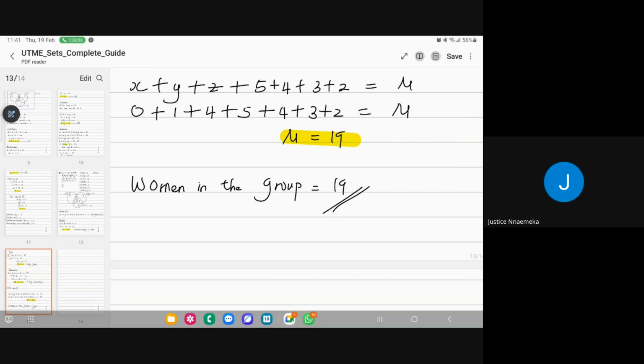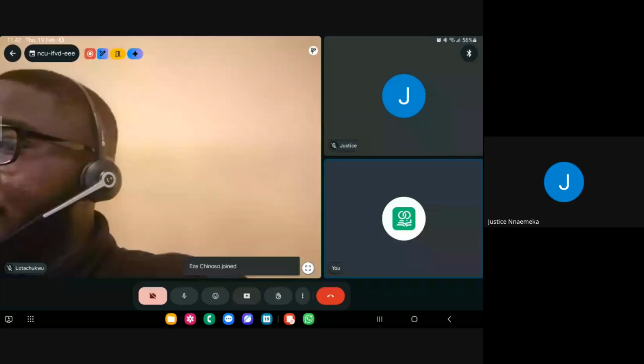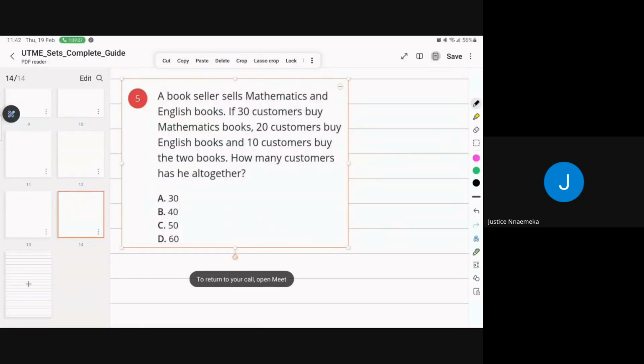All right, let's import it. Let's insert, then we can share our screen. Good. All right. Okay. All right.